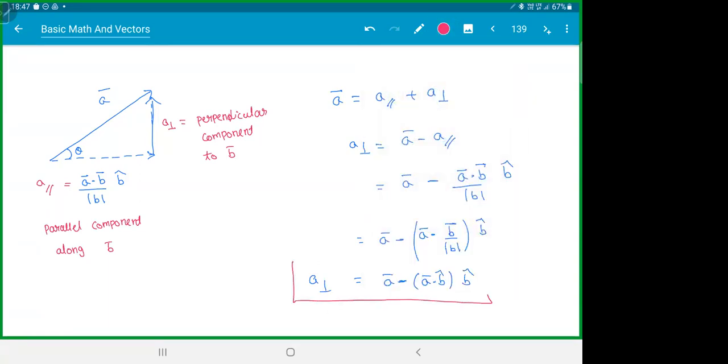They can ask you like this also. Every time they won't ask you projection only. I can even ask you, find a vector which is perpendicular to B bar, then it will be this answer. If I ask you, find a vector which is parallel to B bar, then it is this component. So this is the vector component of A perpendicular to B bar. Have a look at this.